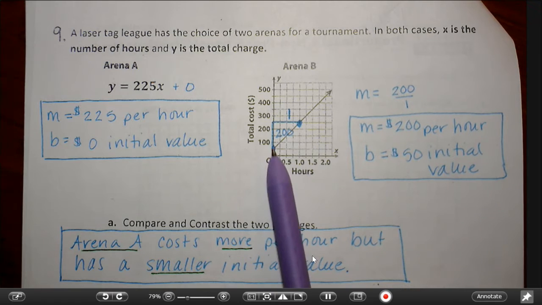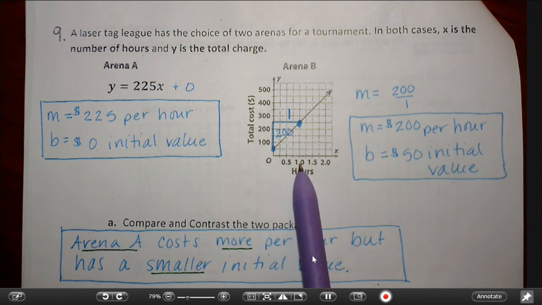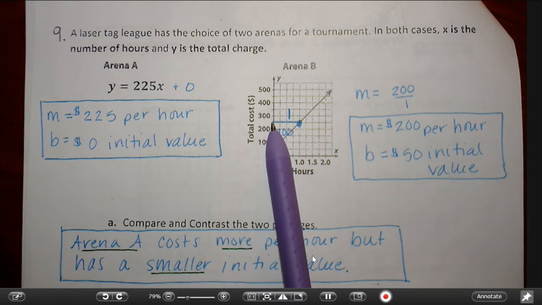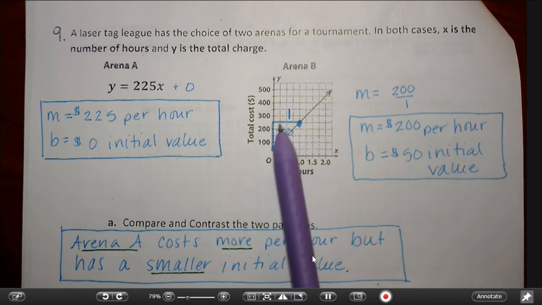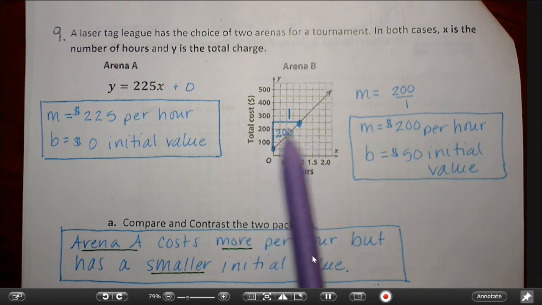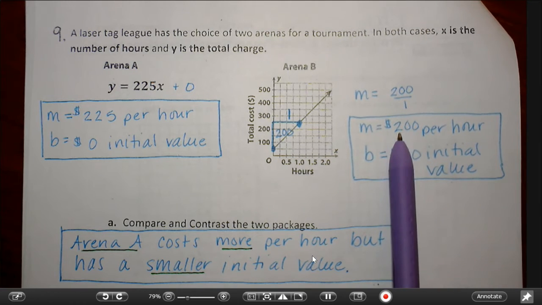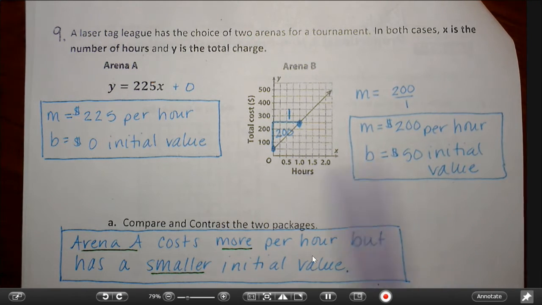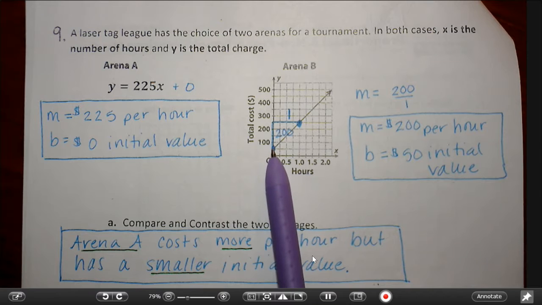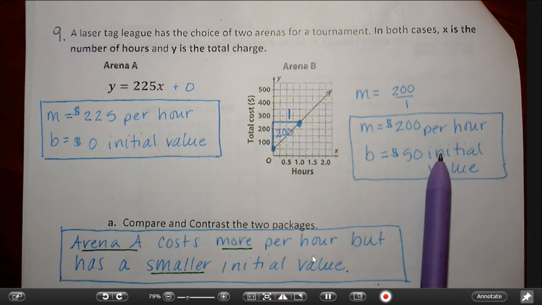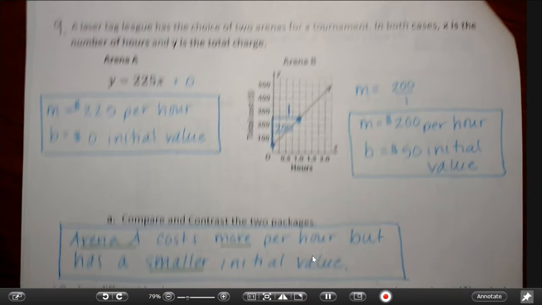On arena B, we did rise over run for the graph, and we talked about how we use these 2 dots to make it easier. So it was up 4 boxes of 50, which is 200, and then right all the way to 1. So up 200 over 1 is a slope of $200 per hour, and then the y-intercept is at up 1, which is half of 100, which is $50 initial value. Now, if I go too fast, just pause it.